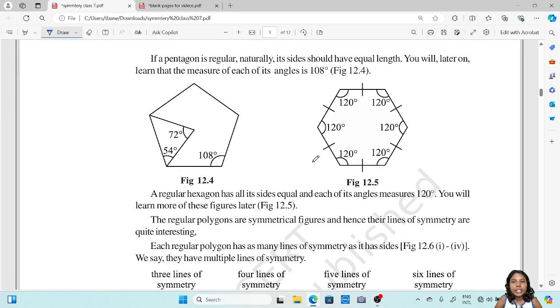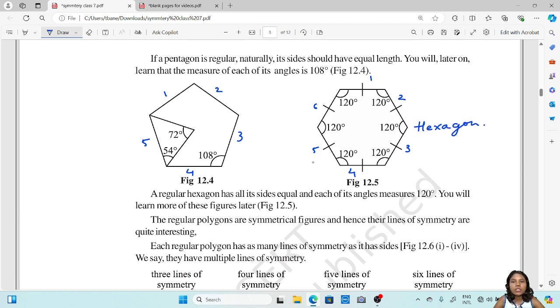Now, if a pentagon is regular, naturally all its sides should have equal length. Pentagon meaning it has 5 sides. So see, 1, 2, 3, 4 and 5. And this one will be what? How many sides? 1, 2, 3, 4, 5 and 6. So this is a hexagon.